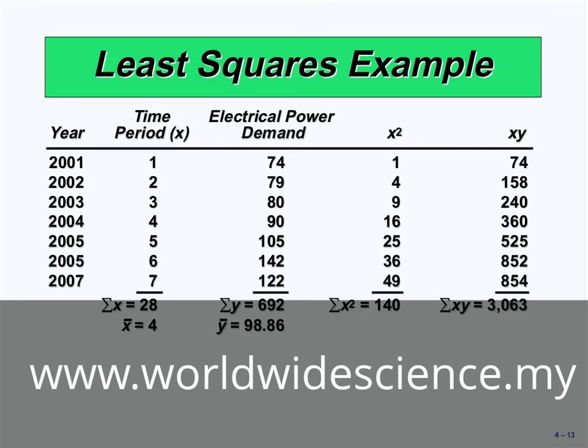Time period is X. So we allocate to each year a number. We start from 1: 1, 2, 3, 4, 5, 6, 7. We have 7 data points. And also we have the historical demand for all of these 7 years. X is 1, 2, 3, 4, 5, 6, 7. If you see, we have X in the front. It is the time period.